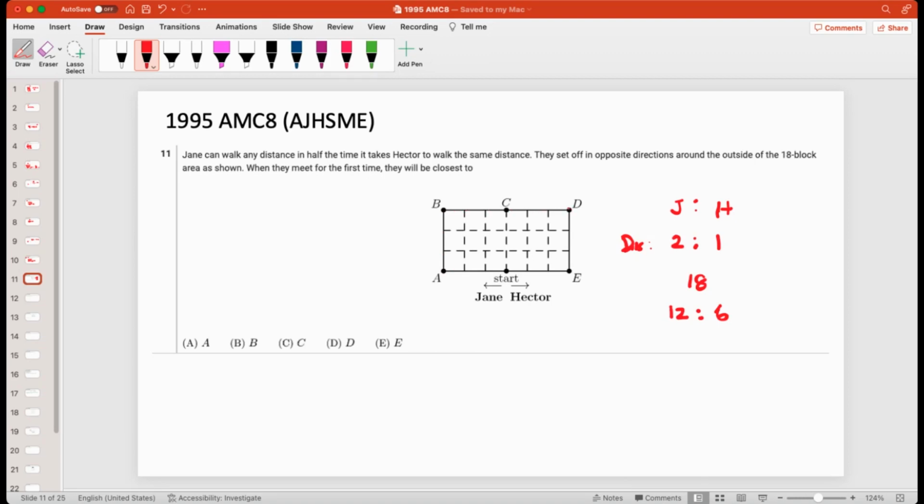This is where she's going to reach, right? D. Same with Hector, 1, 2, 3, 4, 5, and 6. He'll also reach D. So where will they be closest to? They'll be closest to option D. Or you can just count with your fingers. That's the easier version. Okay, so going to the next question.